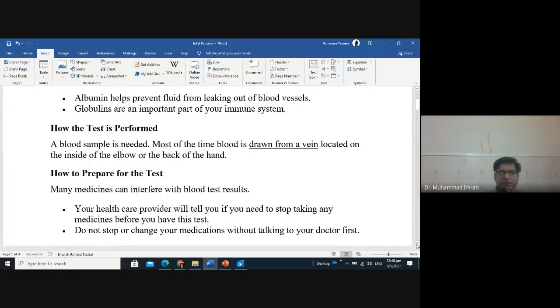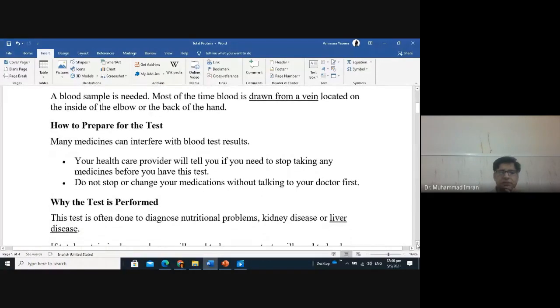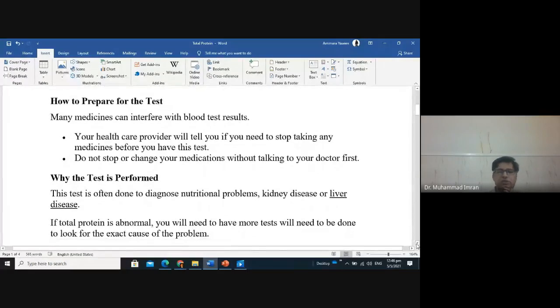How to prepare for the test? Many medicines can interfere with the blood test result. What are these medicines? Your healthcare provider will tell you if you need to stop taking any medicine before you have this test. Those medicines which decrease the level of triglycerol, cause the digestion of protein or reduce the level of protein can affect the result. Do not stop or change your medication without talking to your doctor first.